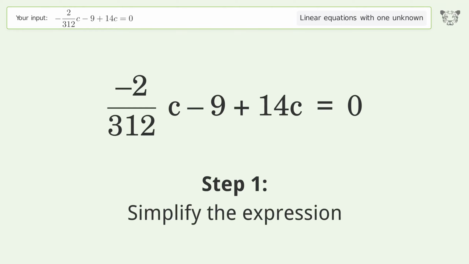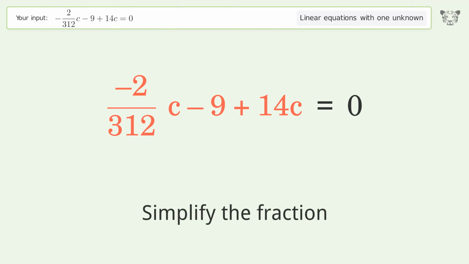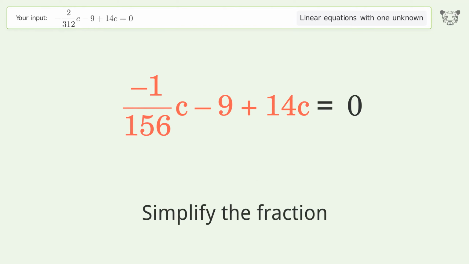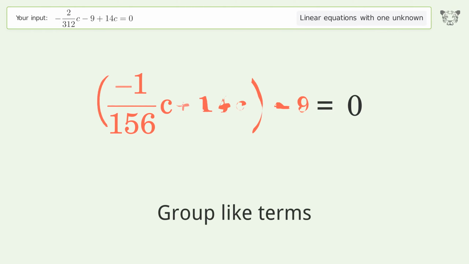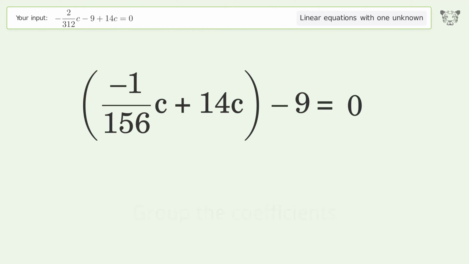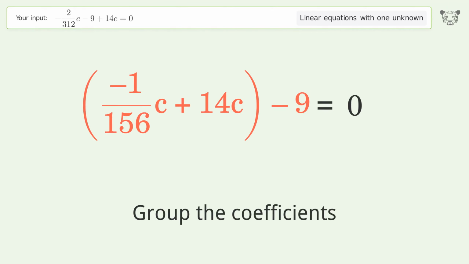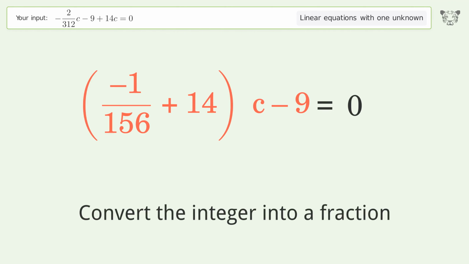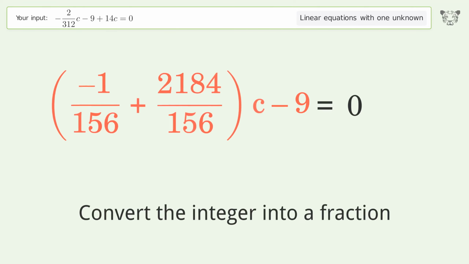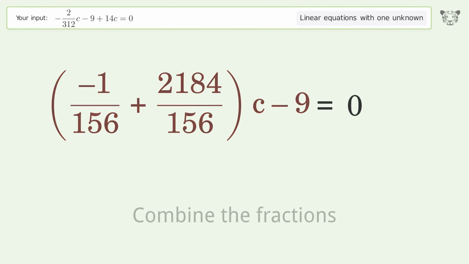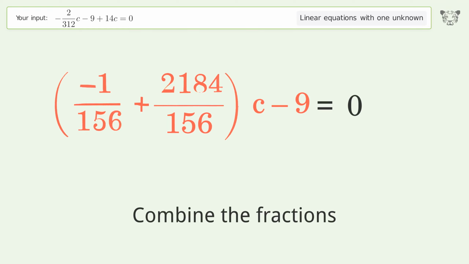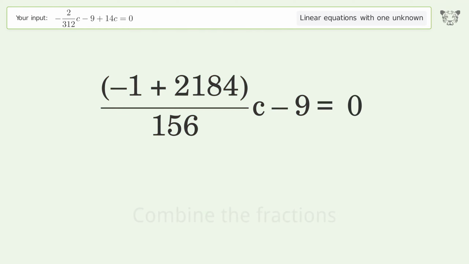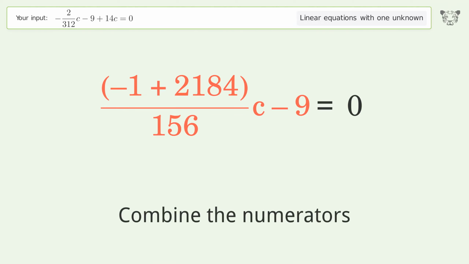Simplify the expression. Simplify the fraction. Group like terms. Group the coefficients. Convert the integer into a fraction. Combine the fractions. Combine the numerators.